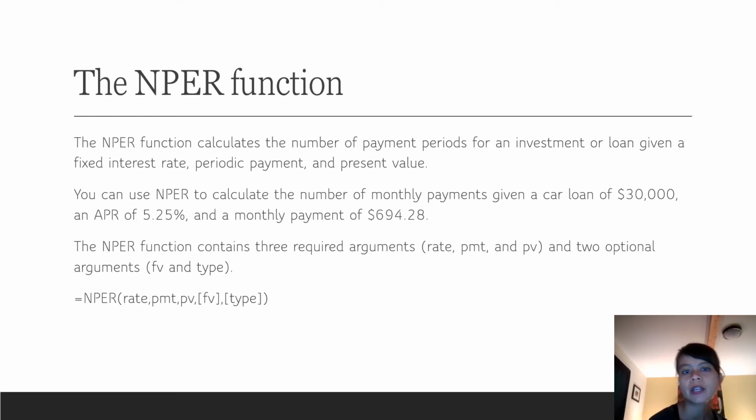The NPER function calculates the number of payment periods for an investment or loan given a fixed interest rate, periodic payment, and present value. So you can use NPER to calculate the number of monthly payments given a car loan of $30,000, APR 5.25%, and monthly payment of $694.28. The NPER function contains 3 required arguments: the rate, payment, and present value. And then you have 2 optional: future value and type. So NPER is rate, payment, and present value.